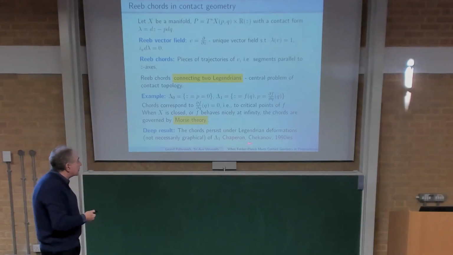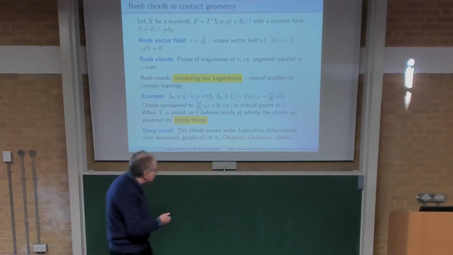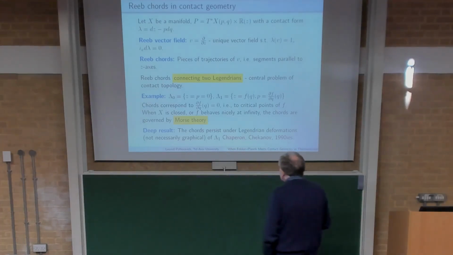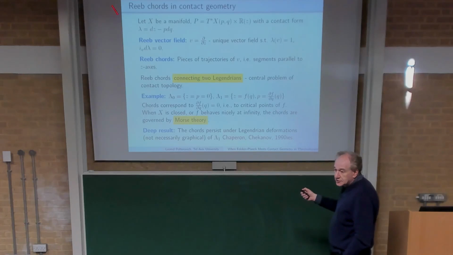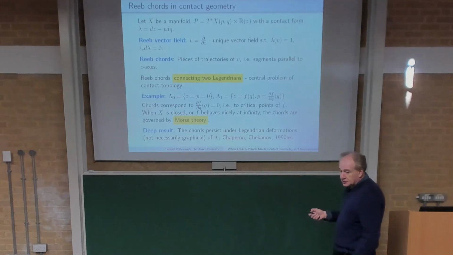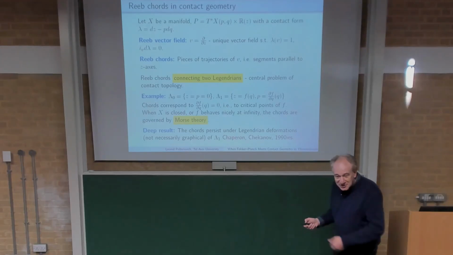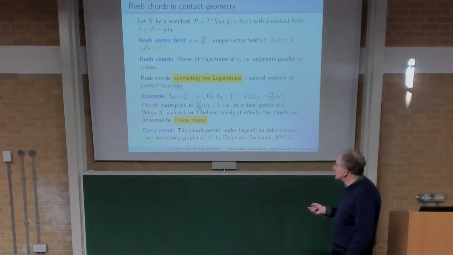And the deep result is that the chords persist under Legendrian deformations, not necessarily graphical. It's Chaperon and Chekanov, from the 1980s and 90s. But for instance, if you slightly perturb this form, I'm not sure whether it has a physical meaning, then the problem becomes even more difficult and needs even more modern methods.